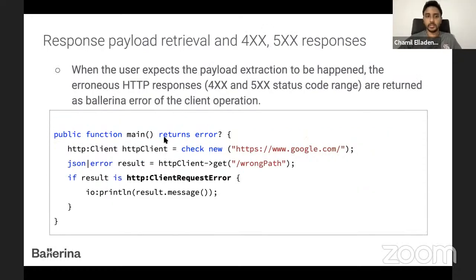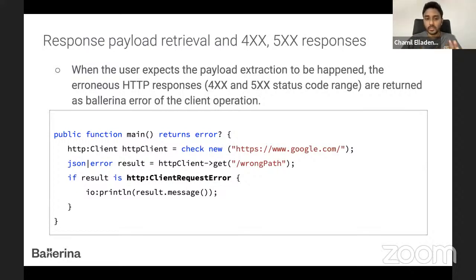And the other thing is, when you are doing the response payload retrieval using the client operation, the backend can send error responses as well, like 400 range or 500 range. But those are not eligible for payload binding because they are not success responses. So what happens is they will be automatically converted into Ballerina errors rather than being responses.